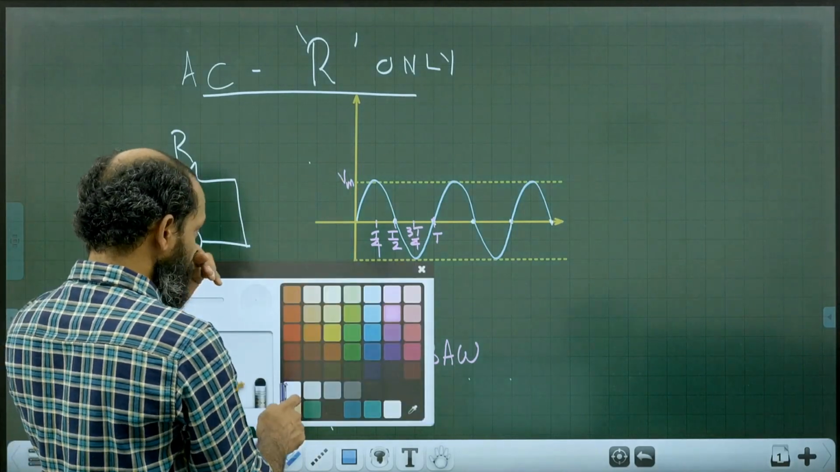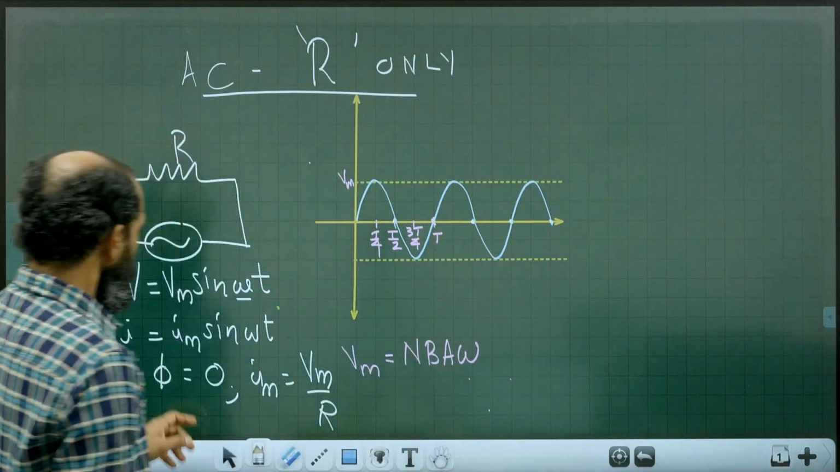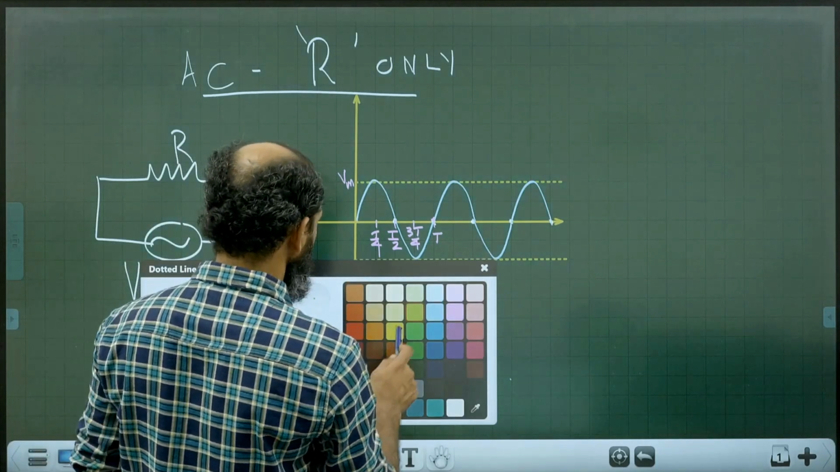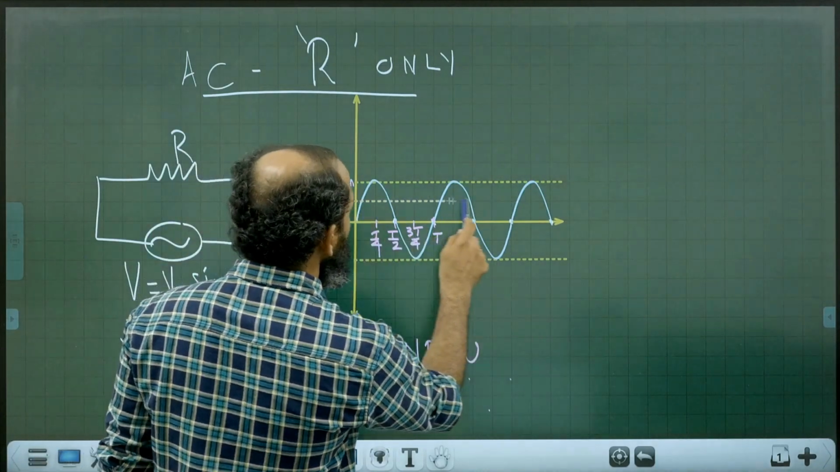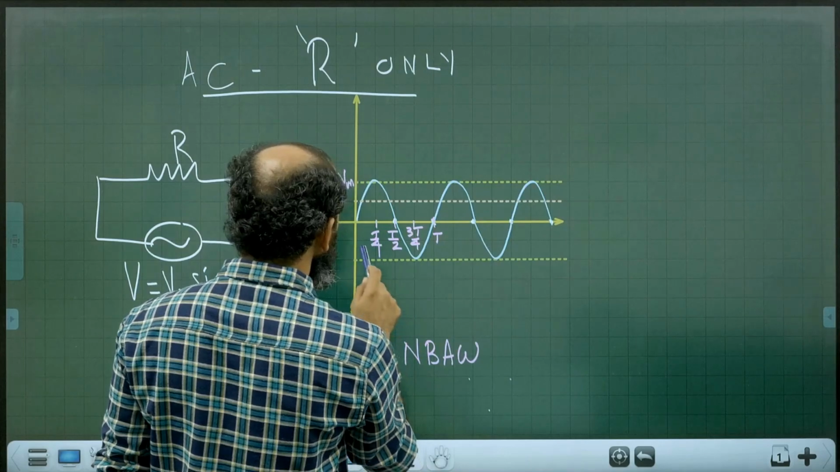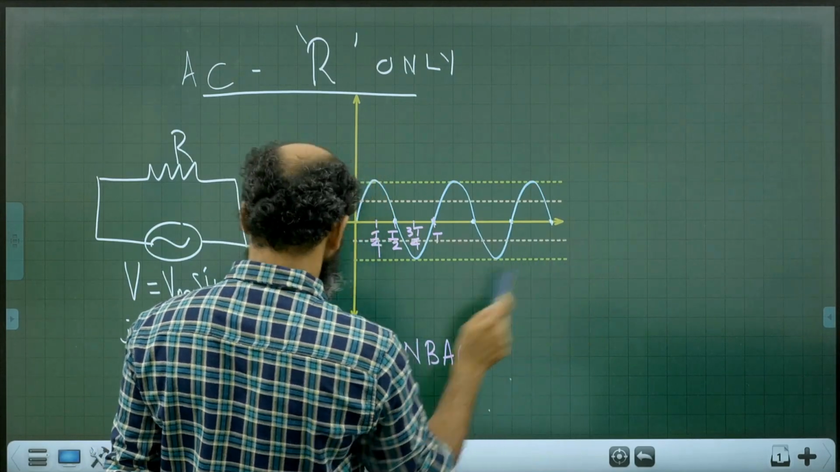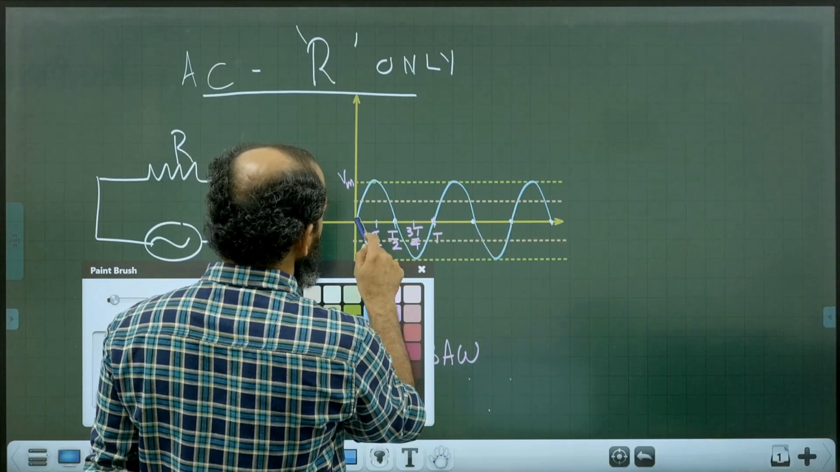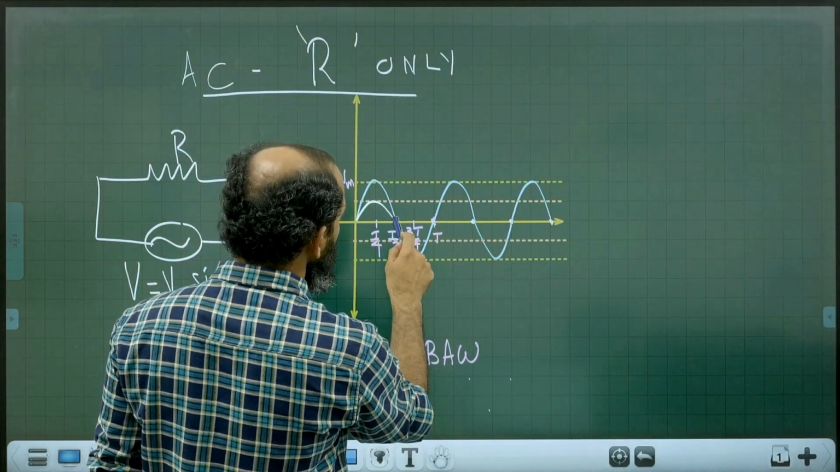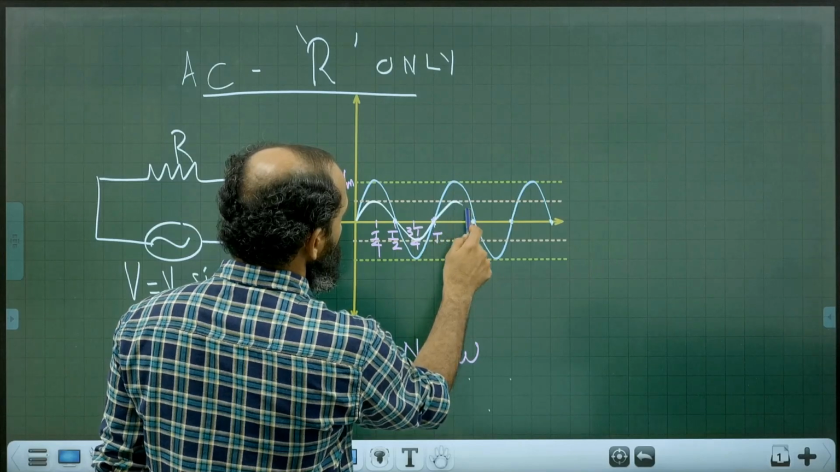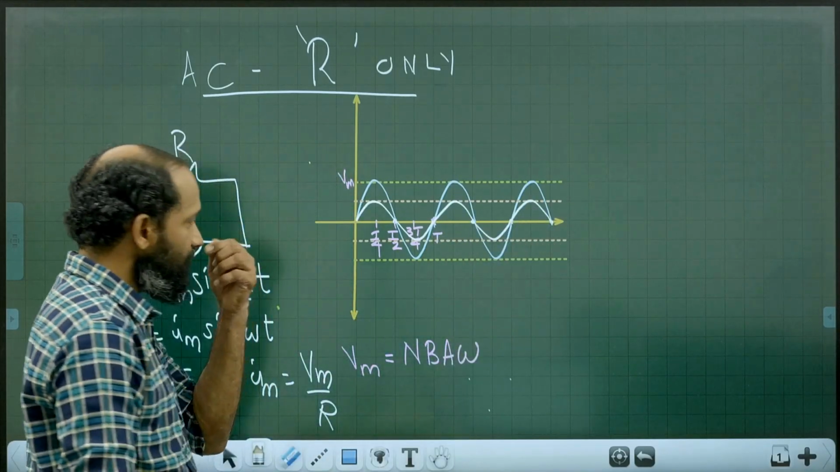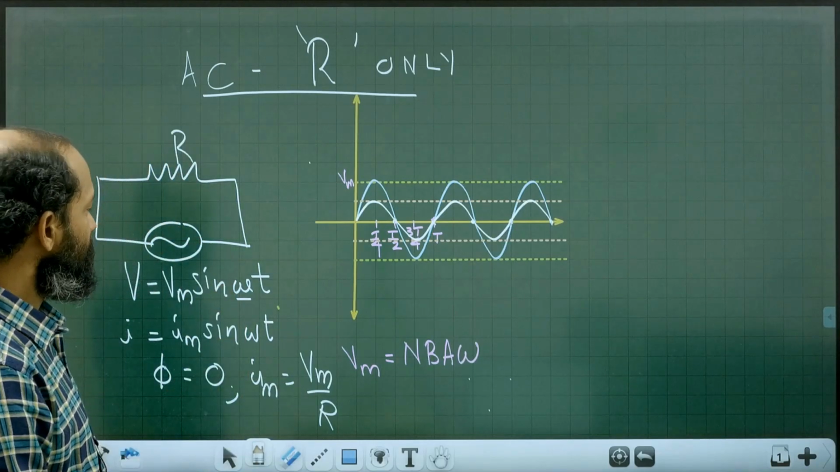Now going for the current time graph. Current is also a sine function, but its peak differs. So it may have another peak. That peak may be greater or lesser than the voltage peak. The peak of voltage may be greater or lesser, but they are in phase. What do you mean by in phase? When voltage is maximum, current is also maximum. When voltage is 0, current is also 0. So phase angle is 0.